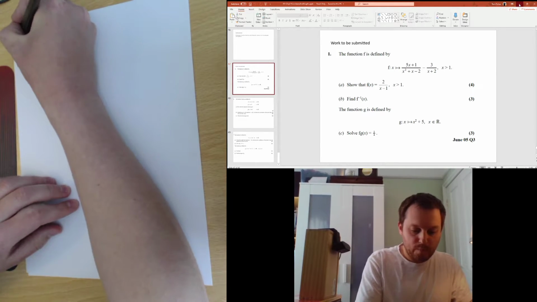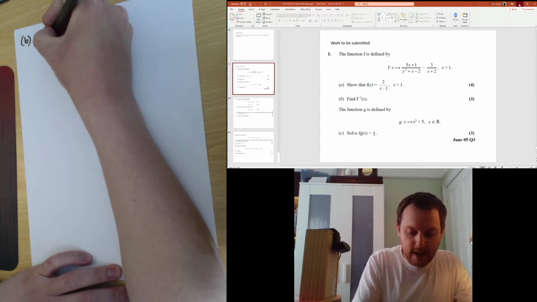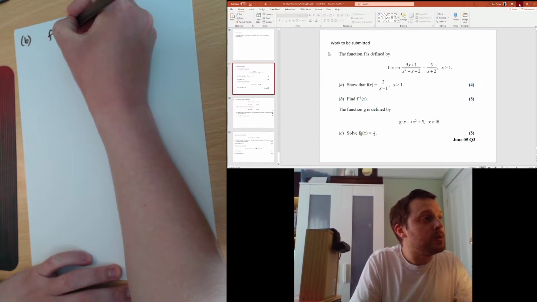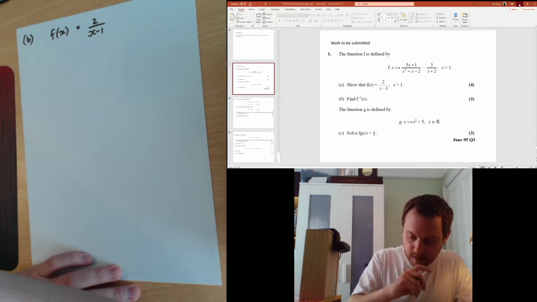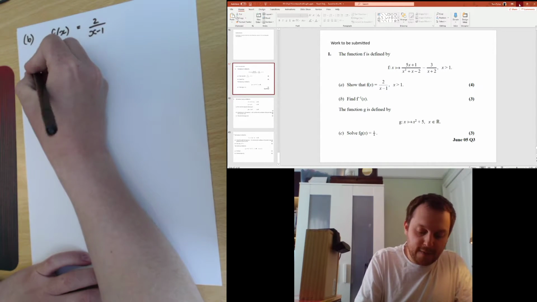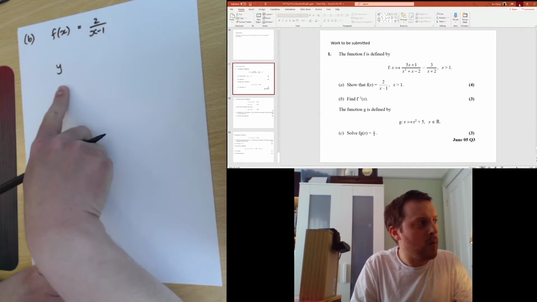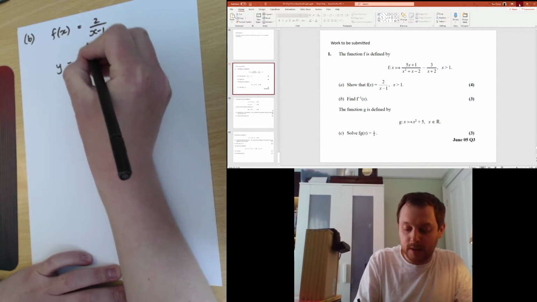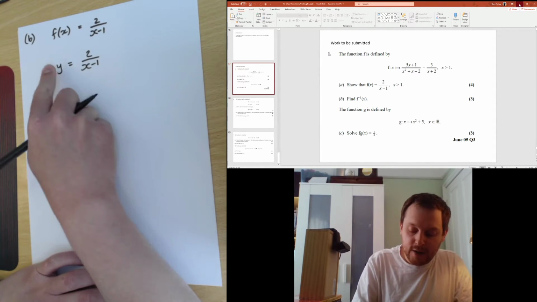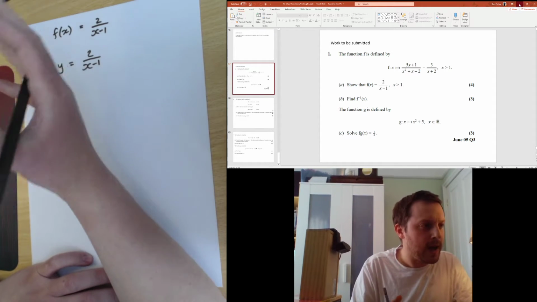Right, B. What have we got? We've got f of x, and we now know what this is equal to. This is 2 over x minus 1, and we want to find f inverse. So what I tend to do is replace the f of x with a y, and keep the other one the same, and then rearrange to make x the subject, which is hopefully similar to how you've been taught.